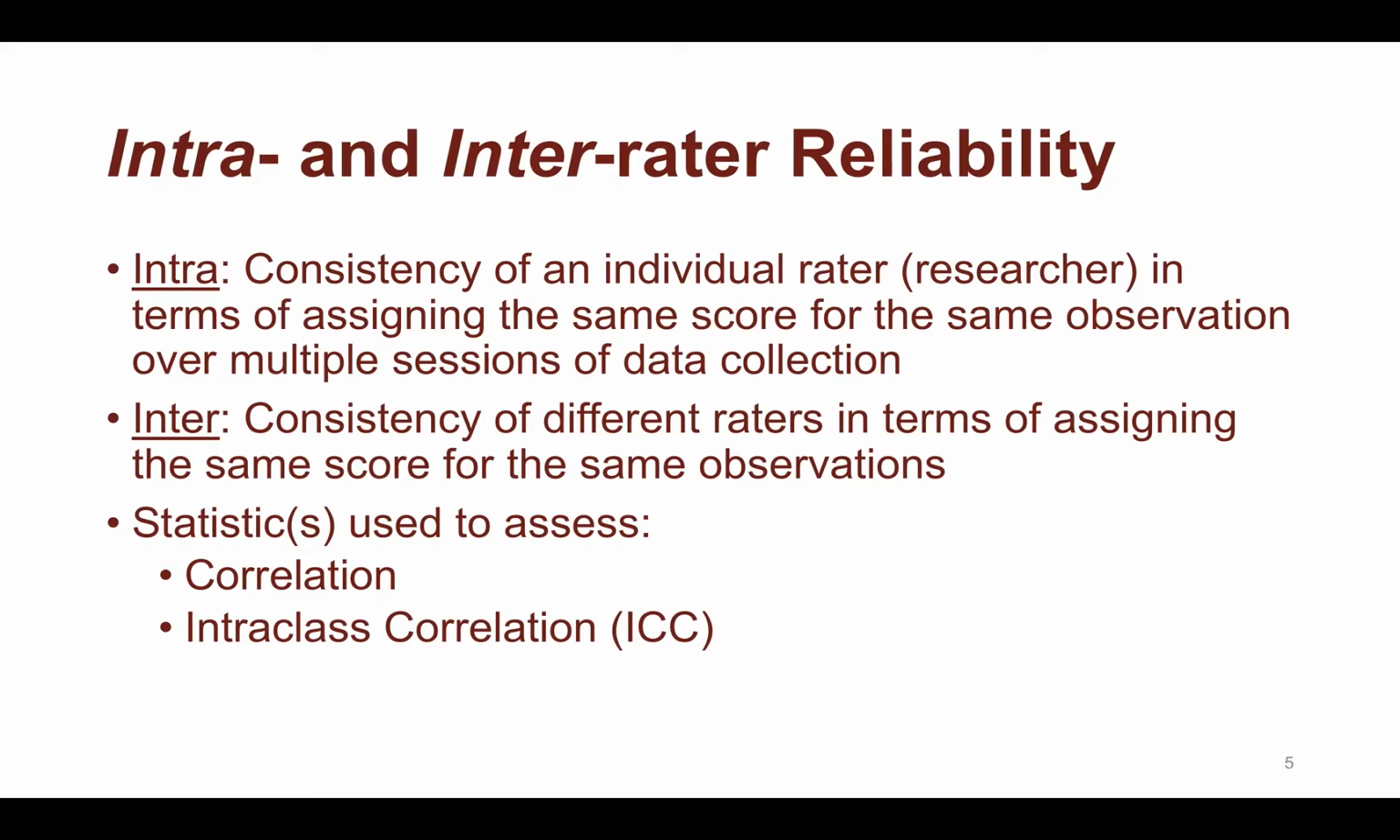Inter-rater reliability refers to the same idea but with different researchers. So let's say there are 4 researchers working together. Basically, how consistently do the ratings from researcher 1, researcher 2, researcher 3, and researcher 4 relate to one another? If they're all rating the same observation, basically how consistently do they rate that situation? And again, we can use correlation and intra-class correlation to assess this.